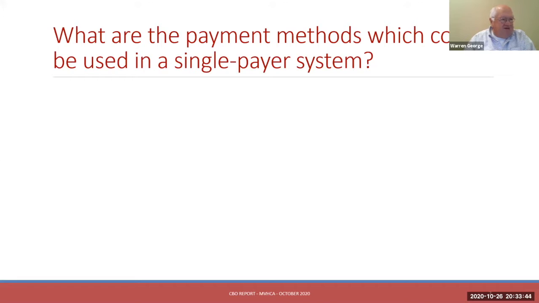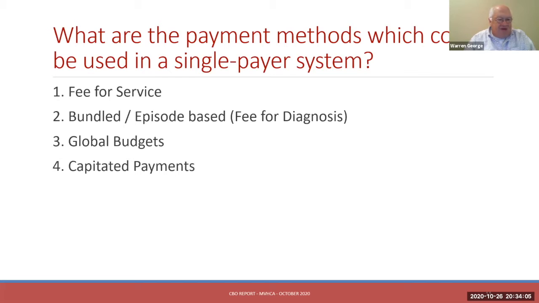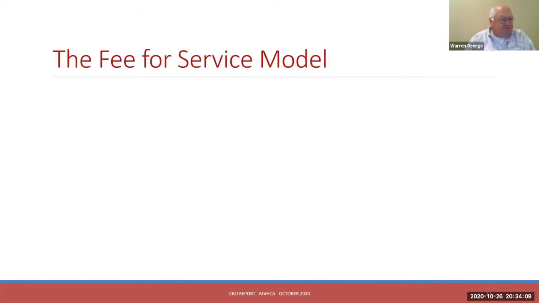What are the payment methods? The CBO report offers 5 methods which could be used for making payments to providers: fee for service, bundled or episode-based payments, global budgets, capitated payments, and placing providers on salary.